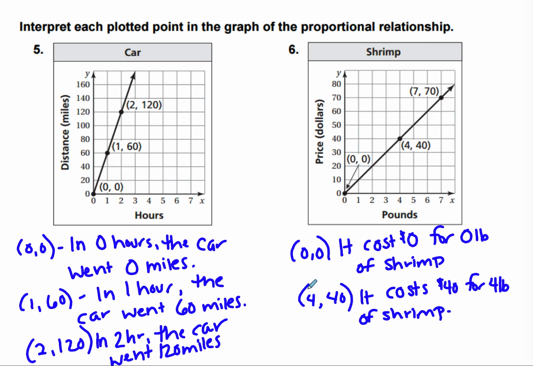Notice how the 4 came first here and I wrote it second here. It doesn't really matter what order you write it, just as long as whatever the first number is goes with the pounds and the second number goes with the dollars. Last one here, 7, $70. It costs $70 for 7 pounds of shrimp.